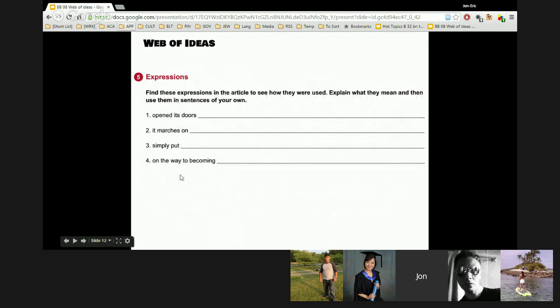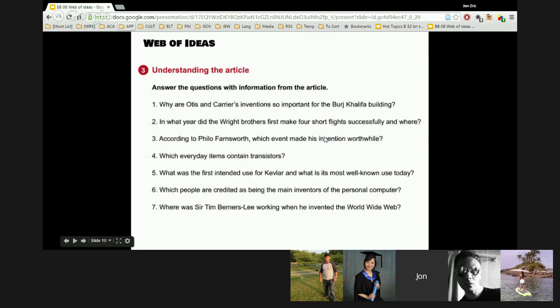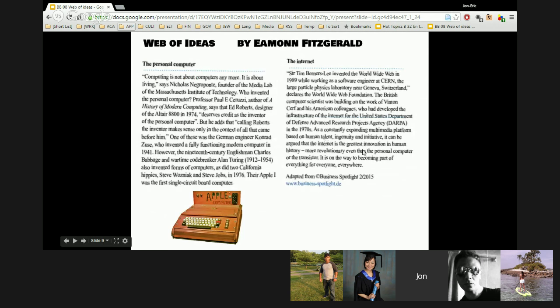And the last expression, on the way to becoming, why don't we take a look at that? What is it? It's on the way. Okay. Let me see if I can give you a quick example of that from the article, on the way to becoming. This comes from the internet part, which you can see on screen right now. At the very end, the last sentence, it says, it is on the way to becoming part of everything for everyone, everywhere.